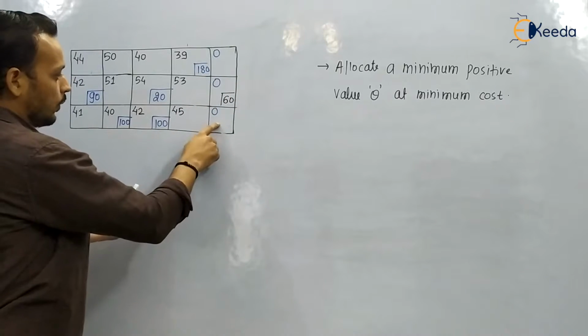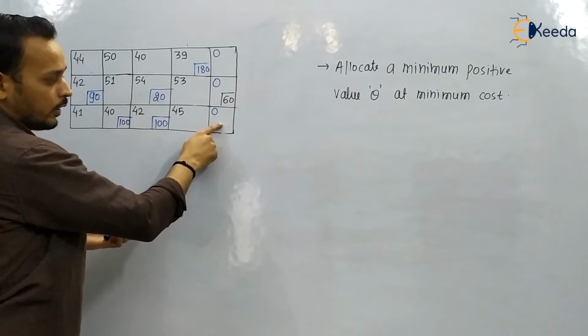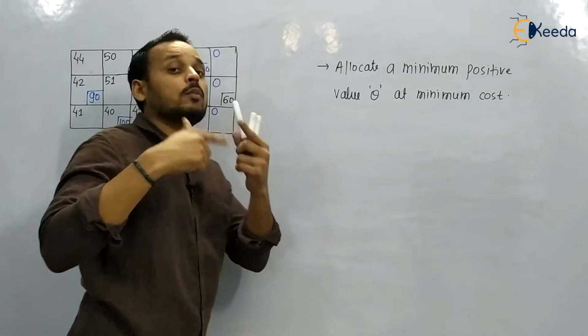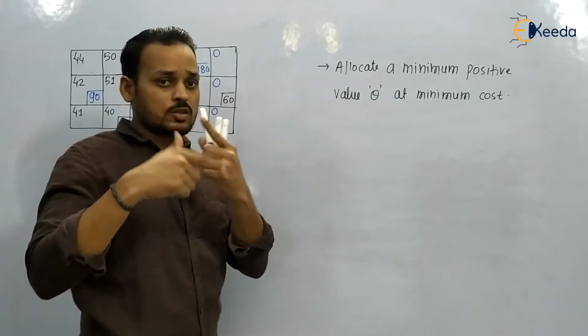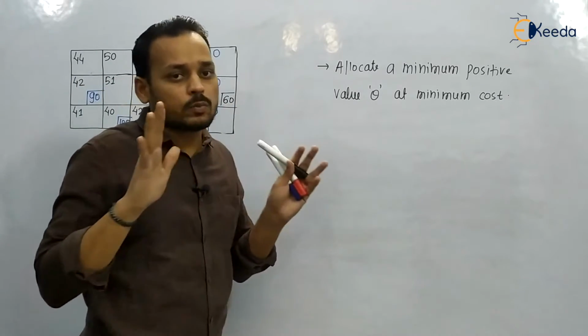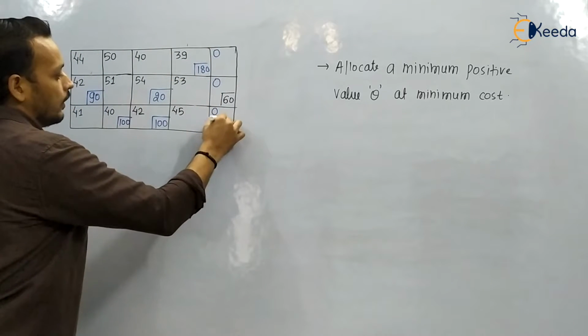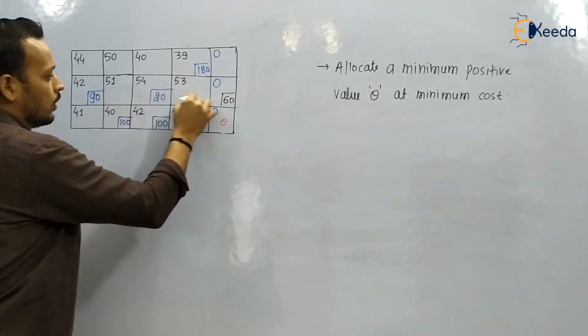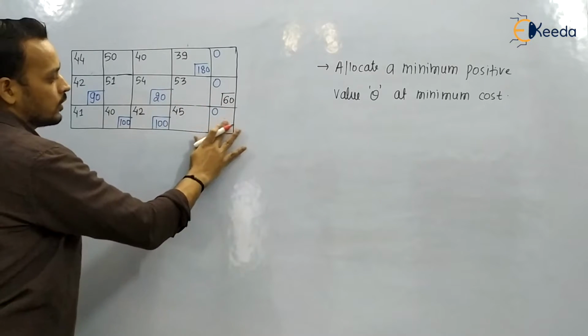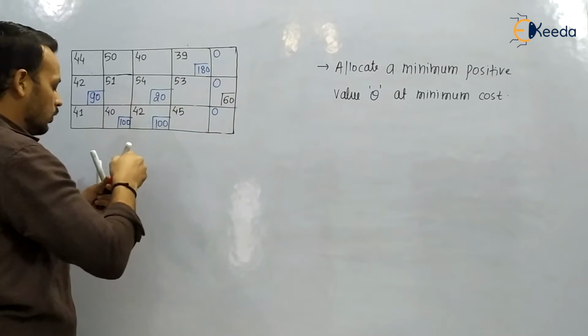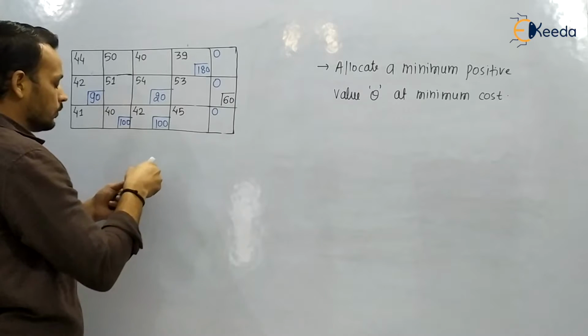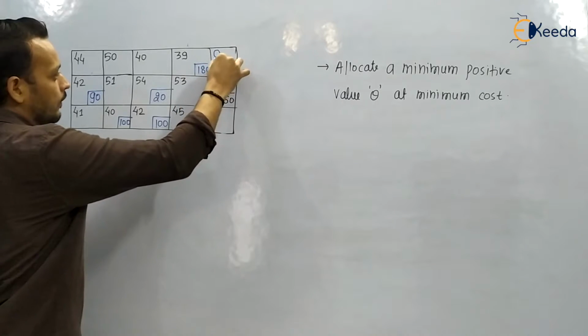If you are going to apply a theta value here, since you have to increase the number of allocations, the number of allocations must be made 7, otherwise we cannot perform the optimality test. If you give theta here, then these 4 will make a closed loop, so this won't be possible. So give the value of theta here.